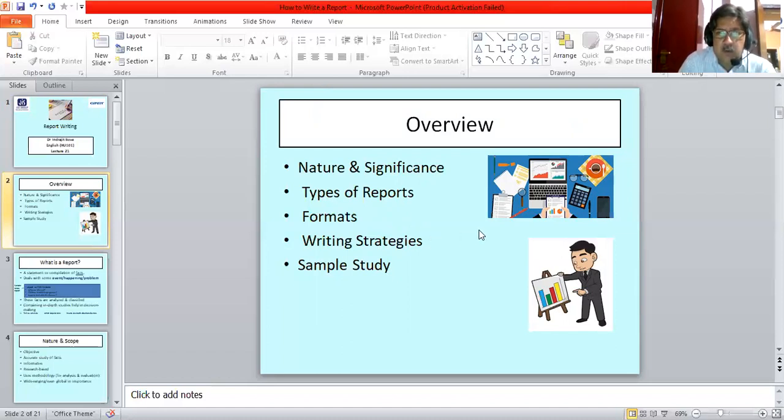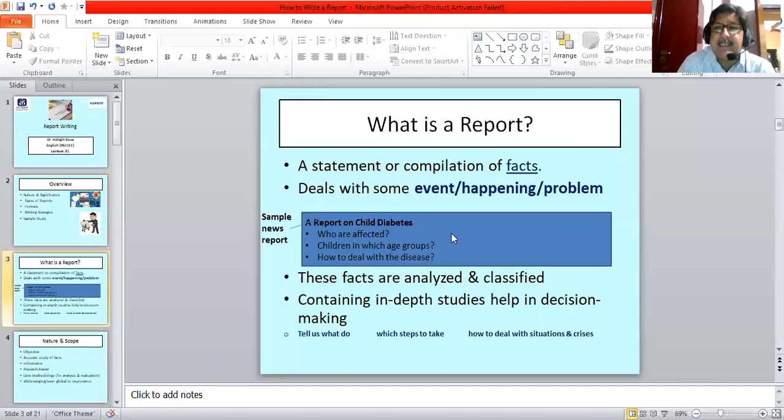Okay. So to begin with, first things first, what exactly is a report? So we can say very simply that a report is a statement or a compilation of facts about some event or incident or maybe some problem. For example, a report on child diabetes. This is a sample news report. So this report would be basically informative and it would give us information about facts like who are the children affected, so children in what age groups, and how is the disease being dealt with? How are these affected children being treated? So are there proper medicines? So what sort of medical care is available? So all these and more would be included in the report on child diabetes.